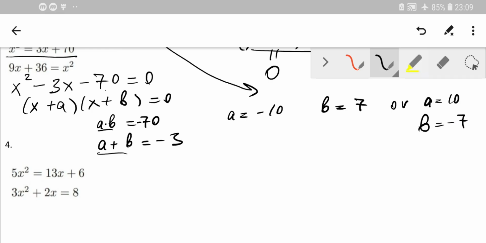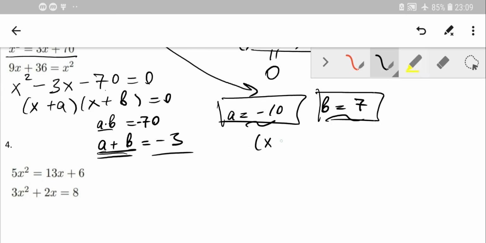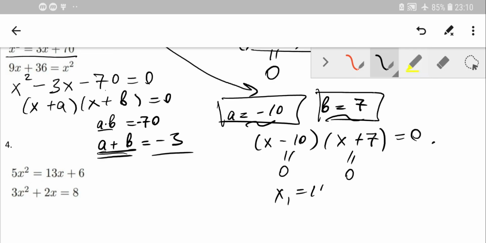All right, so which values to pick? We know that the sum should be negative 3. Looks like this fits better. So we erase that one, because 10 minus 7 gives 3, but we need negative 3. In this case, that's the solution, and hence we get (x minus 10)(x plus 7), from where, equating each bracket to 0, we get x1 equals 10 and x2 equals negative 7. In this case, that's okay.